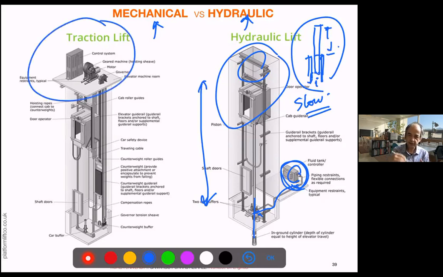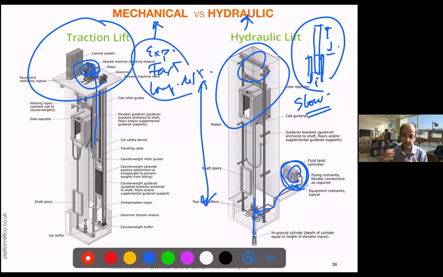Traction lift is the usual. It is a mechanical electrical motor, which is usually at the top, in the roof, which is working with cables. So this is a bit more expensive, but it's faster and can go long distances, right? And this is the general case. Because lift is British for elevator.